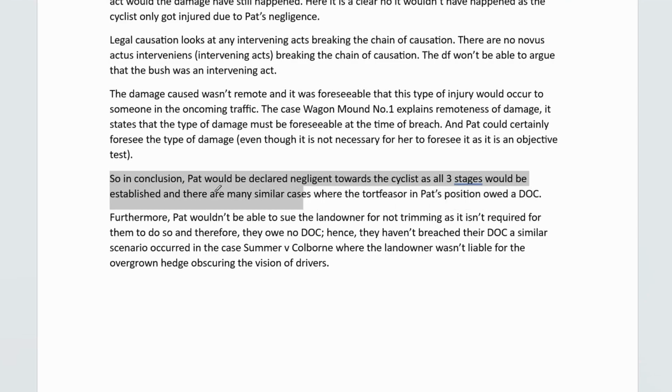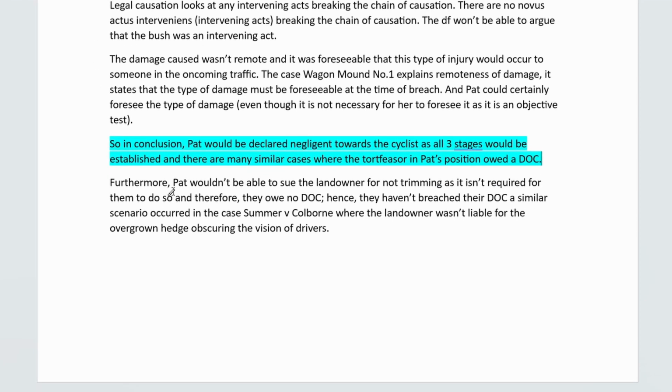And this would be worth an AO2 mark. And then after a conclusion, I included, furthermore, Pat wouldn't be able to sue the landowner for not trimming, as it isn't required for them to do so, and therefore they owe no duty of care, hence they haven't breached their duty of care. A similar scenario occurred in the case Summer v Colborne, where the landowner wasn't liable for the overgrown hedge obscuring the vision of drivers.